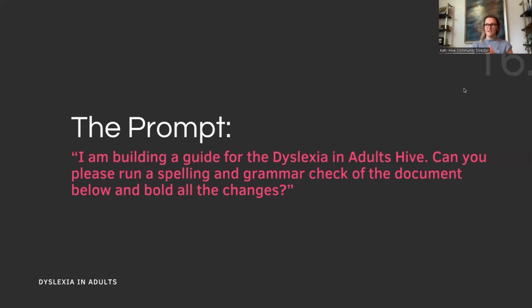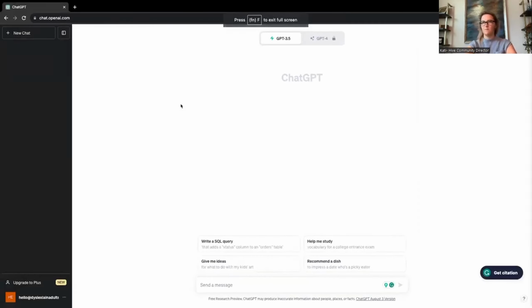a guide for the Dyslexia and Adults Hive. Can you please run a spelling and grammar check on the things below? So we've already typed these out because nobody wants to watch me type. So this is ChatGPT. We're gonna have a new chat, and when we have a bunch of chats, which we will have today, you'll see that they stay here forever. So you can always go back to what you've been looking for.